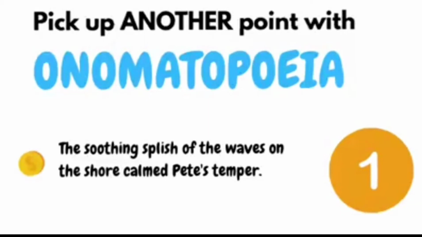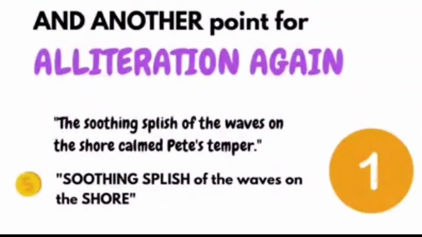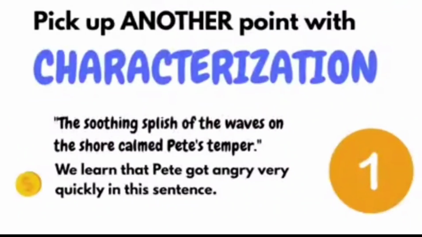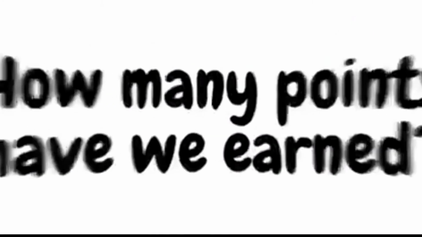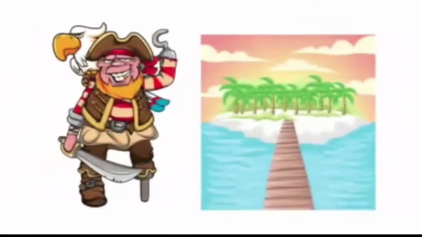But guess what? There's more. We have another example of alliteration: the soothing splish of the waves on the shore. Easy, right? Let's pick up another point for characterization. We learned that Pete gets angry very quickly when we say the soothing splish of the waves on the shore calmed Pete's temper. Cool. So how many points have we earned in this one paragraph? Get your treasure chest. We've earned 15 points. That's not bad for a bad-tempered, peg-legged pirate named Pete who lives on Escape Island.